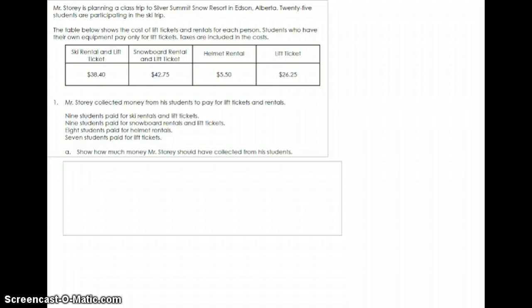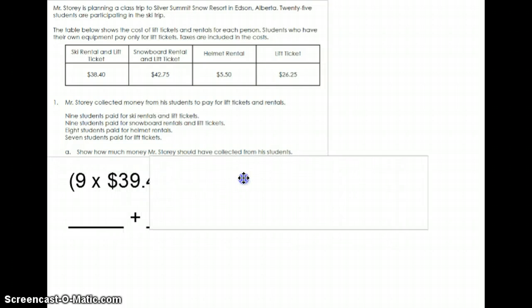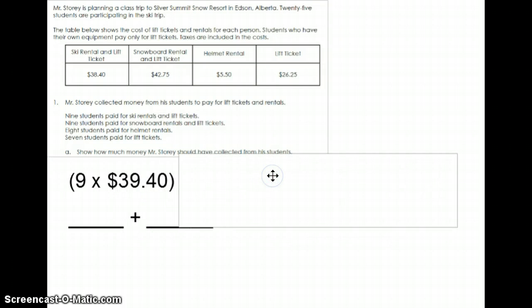This question has Mr. Story planning a class trip to Silver Summit Snow Resort in Edson, Alberta, where 25 students are participating in the school trip. In this example, you're to write an expression that shows all the students and how much they need to pay to attend the trip. With 9 students, where they pay for ski rentals and lift tickets, you would go 9 times the amount of the ski lift and rentals.